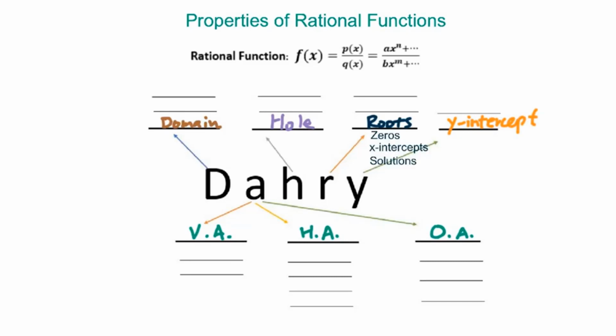So how do you figure out the domain of this rational function f of x? Make sure that for the original rational function, your denominator q of x is not equal to 0. Only for the domain do you need to use the original function. For the rest of these items, you can use the simplified function. Just remember, only for the domain, you have to use the original function.